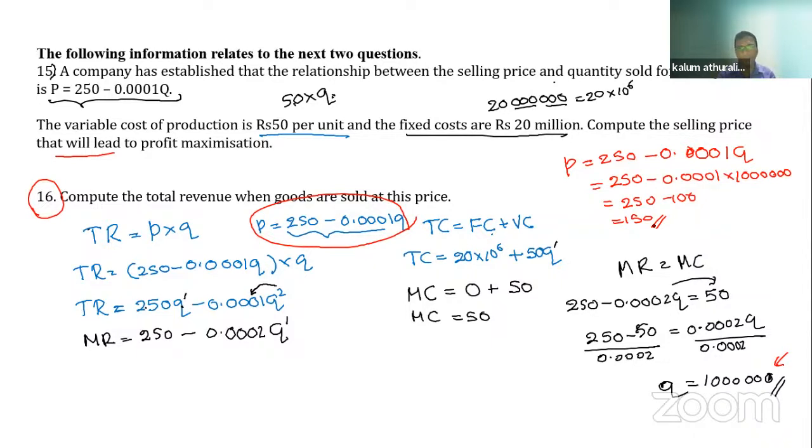Right. 16th one, compare the total revenue when the goods are sold at that price. We know the price and quantity. How to find the revenue? Price into quantity, 150 into 1 million. The answer is 150 million. Revenue is 150 million.